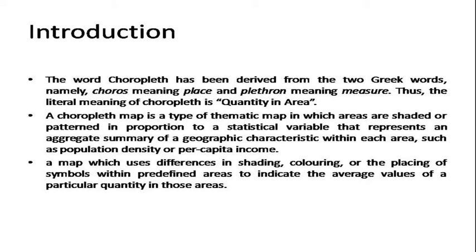These maps represent the variation in the distribution of average values per unit area by applying various shades to the administrative divisions. The word choropleth has been derived from two Greek words, namely chorus meaning place and plethron meaning measure. Thus, the literal meaning of choropleth is quantity in area.